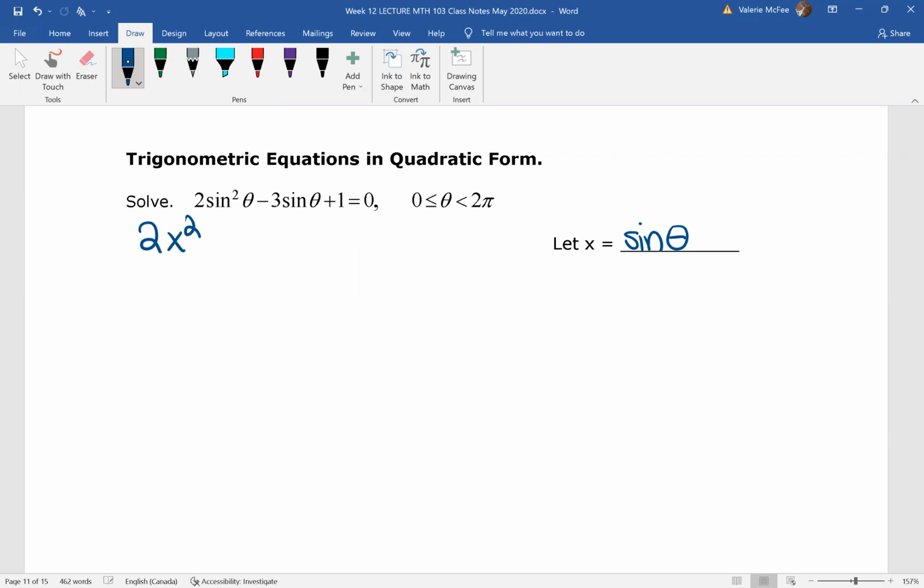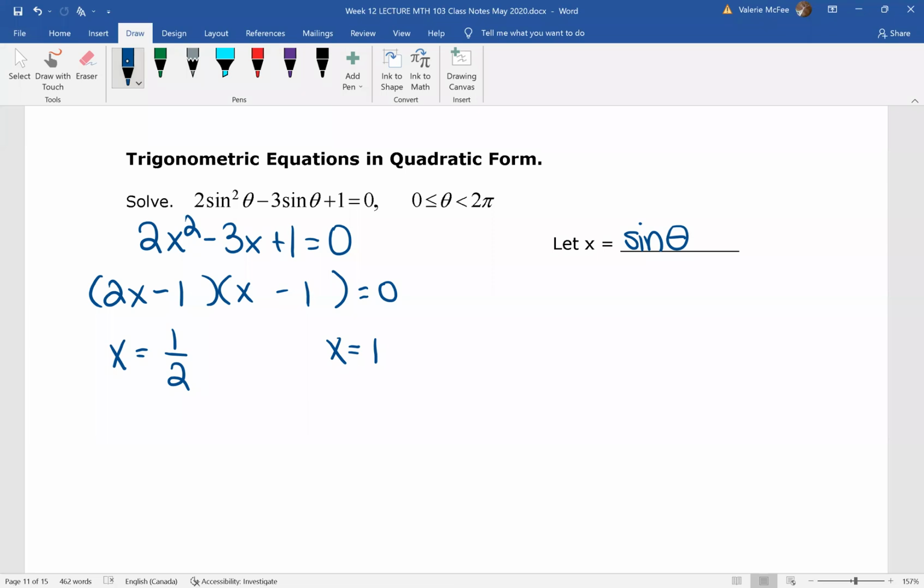So sine squared becomes x squared, and you can solve for x here. Because we only used x to make this easier to look at, easier to factor, we don't need to use the formula when we substitute back. So now we have two equations to solve: sine theta equals 1/2 and sine theta equals 1.